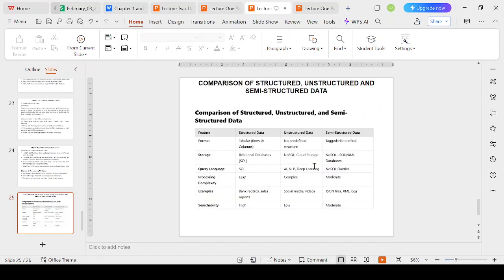So this is the comparison between the three types of data: the feature, format, storage, query language, processing complexity, examples, and searchability.